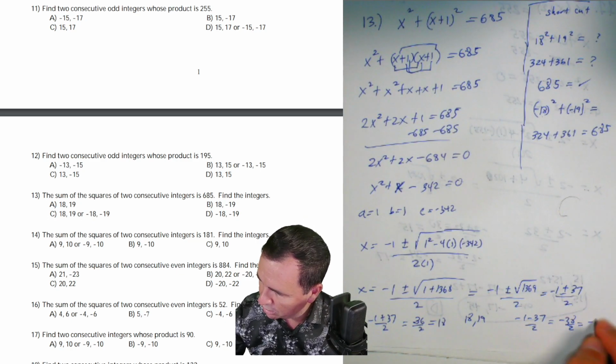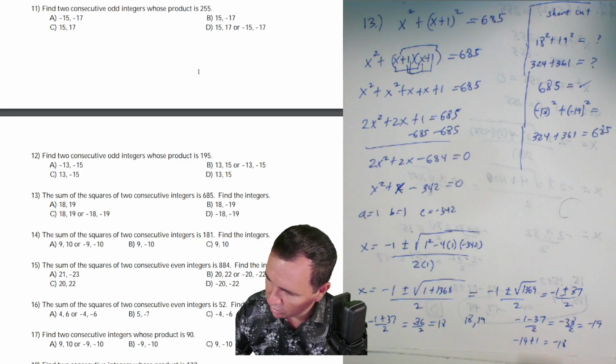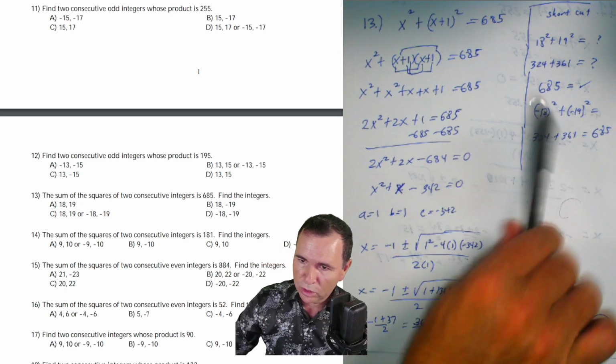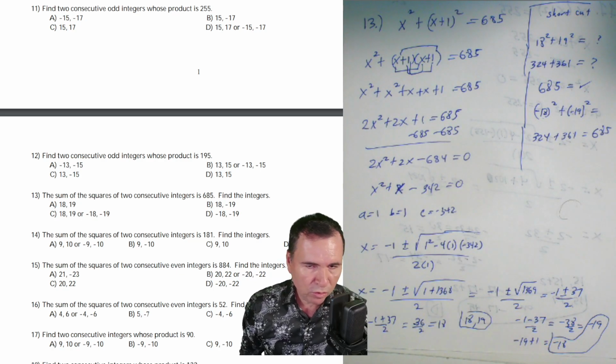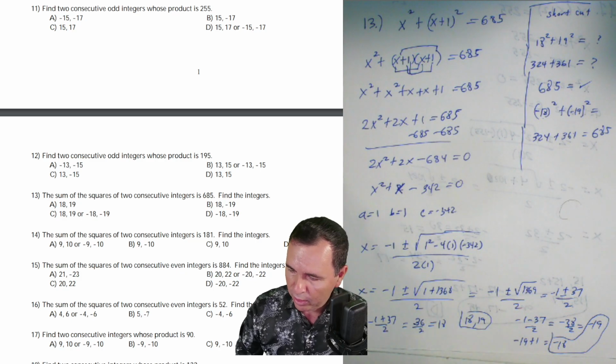Negative 19. You add 1 to negative 19, you get negative 18. So those are my four answers: 18 and 19, negative 18, and negative 19. I mean, you can choose to do the shortcut if you want to, or you could just use the quadratic formula, whatever you like.